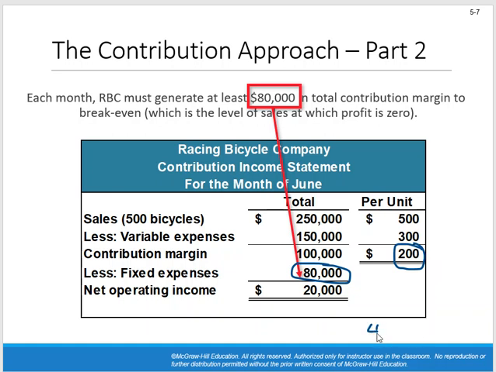I'm hoping you came up with 400, right? All right, so 400 bikes, that's the answer to really the rest of the chapter. Not literally, but if we think that way, our fixed divided by our CM per unit is going to give us our break-even point, which is 400 units.